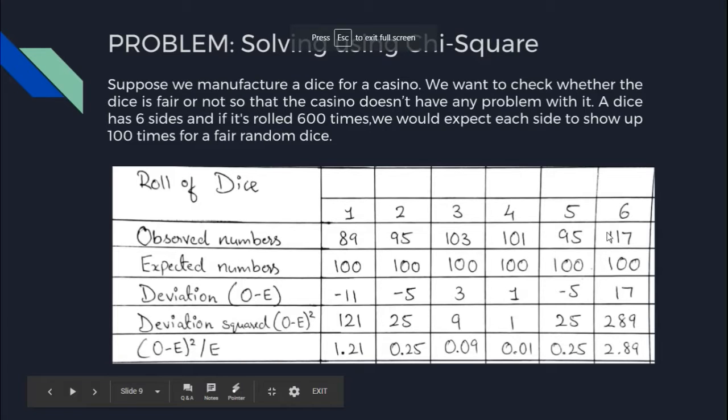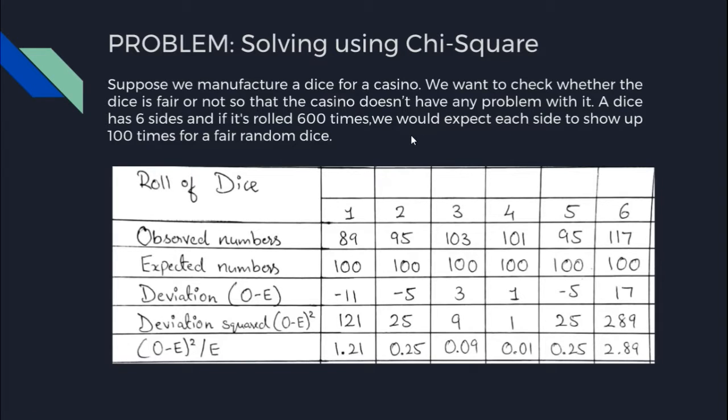We've already seen what a chi-square test is used for and the equation to achieve the same. Now let's do the manual calculation by considering a problem which is shown here. These are my expected numbers here. So for each side, we expect a value of 100.